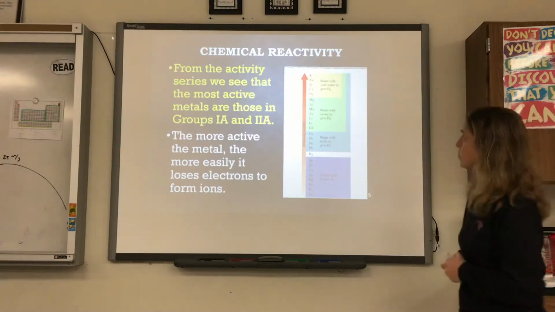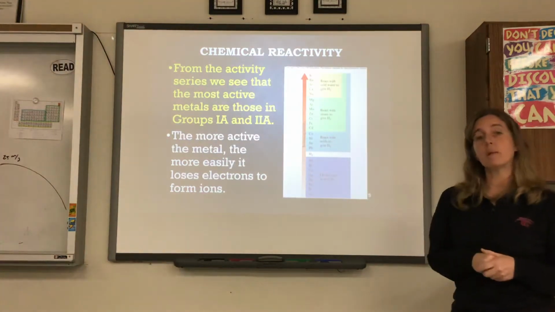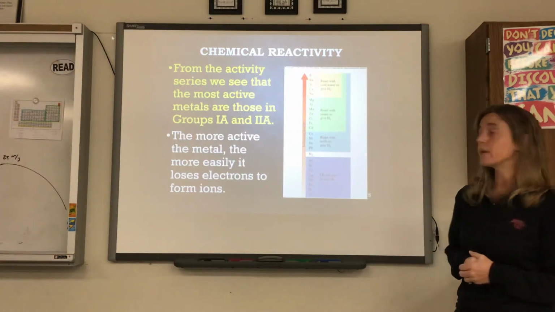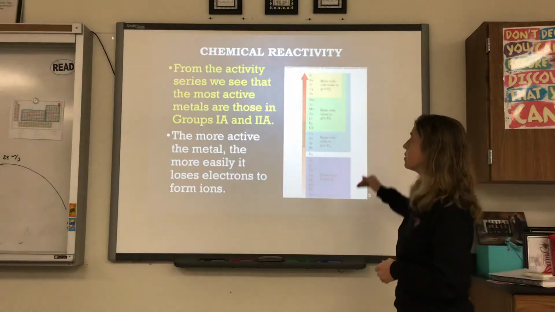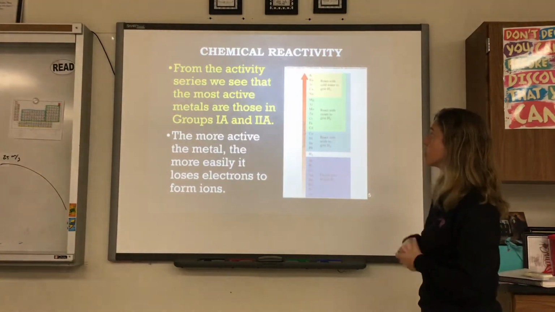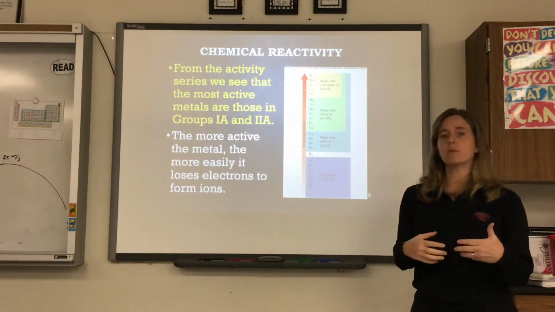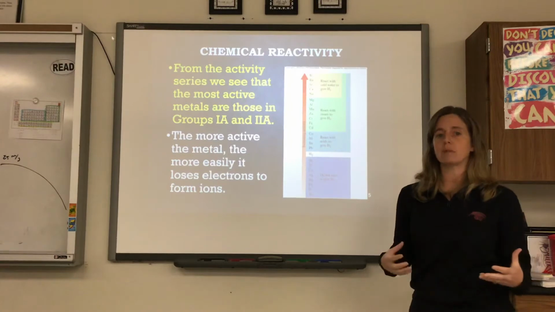So in chemical reactivity, we're going to talk later, when we do chemical reactions and net ionic equations, about the reactivity, okay? So there's an activity series. Basically, we see that the most active metals are those in 1A and 2A, meaning that they're the ones that bond with most things and they're going to be very active on the periodic table.